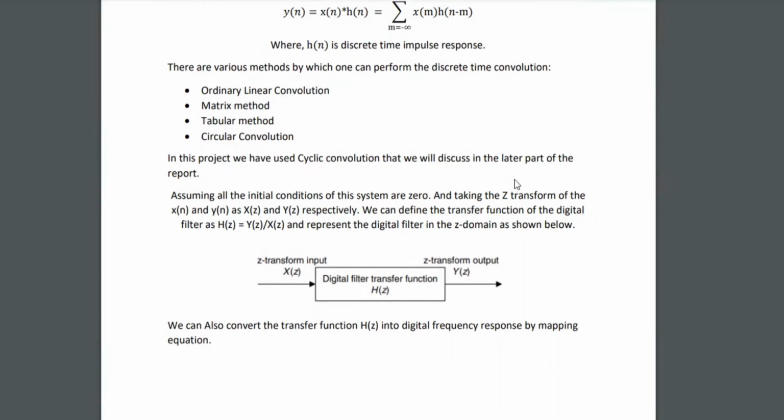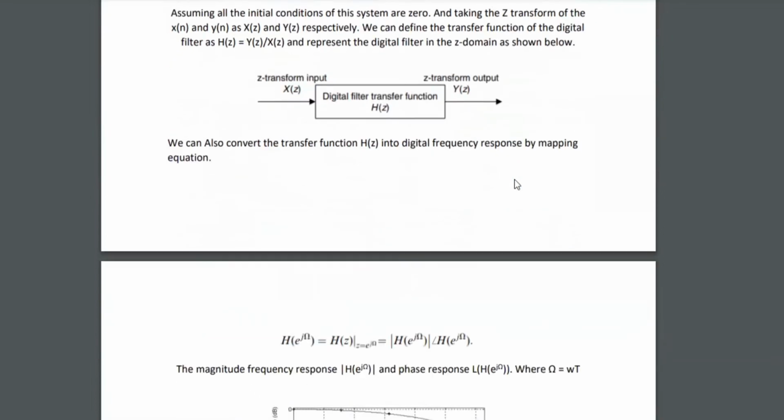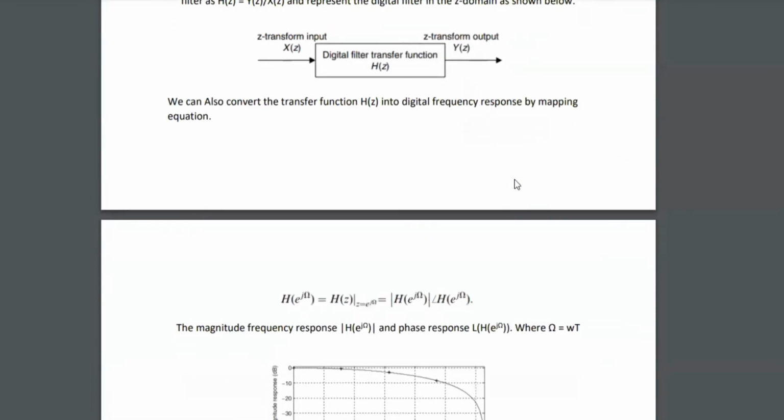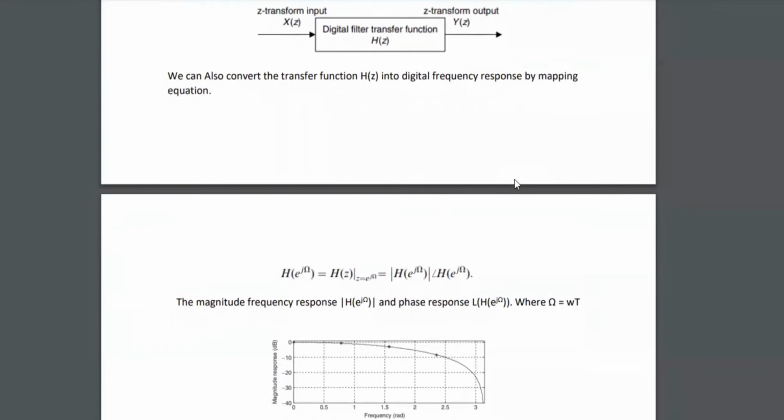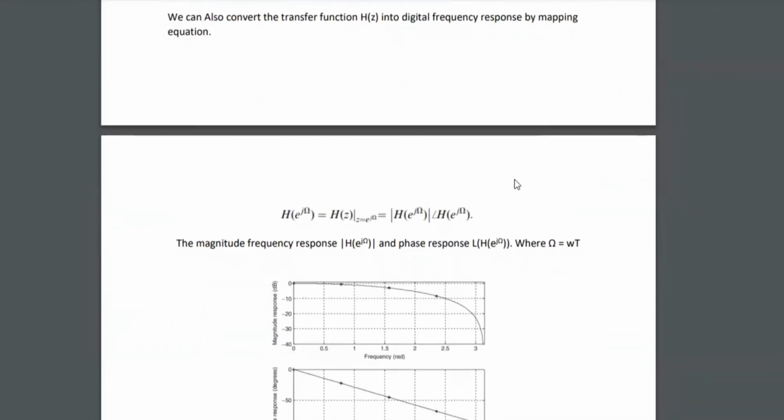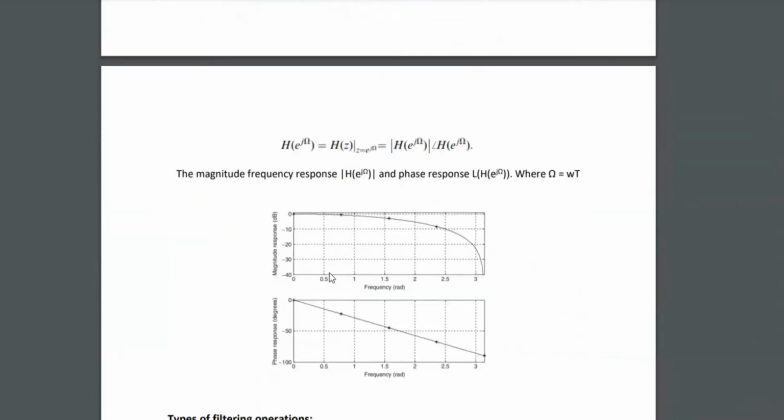Assuming all the initial conditions of the system are 0 and taking the Z transform of x[n] and y[n], we can define the transfer function of the digital filter as H(z) equals Y(z) divided by X(z), and represent the digital filter in the Z domain as shown below. We can also convert the transfer function H(z) into the digital frequency response by the mapping equation. The magnitude response and phase response are shown here.